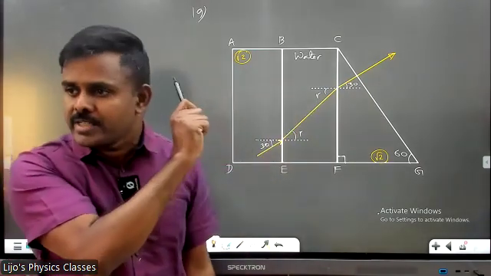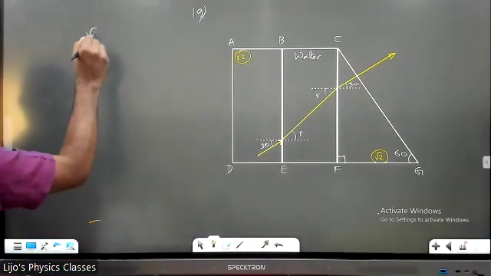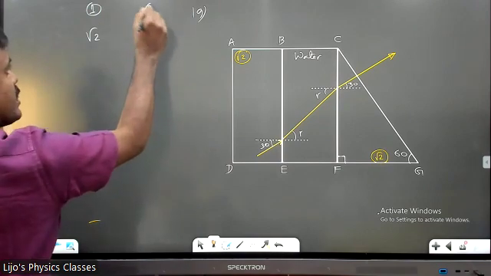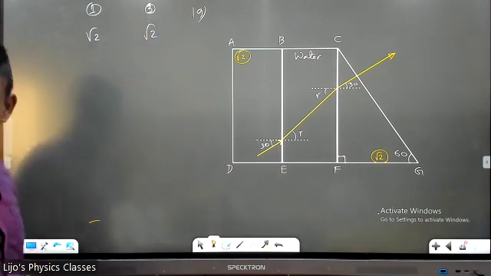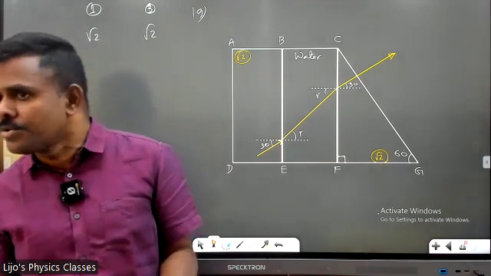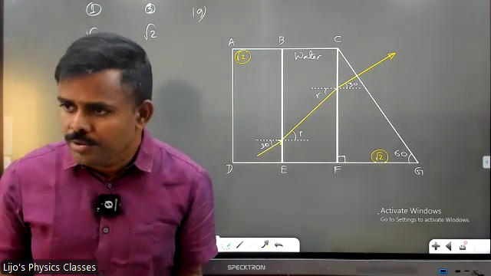Medium 1's refractive index is what? √2. Medium 3's refractive index is what? That is also √2. Am I correct? That's given in the question. Medium 1's refractive index is √2. Medium 3's refractive index is also √2.